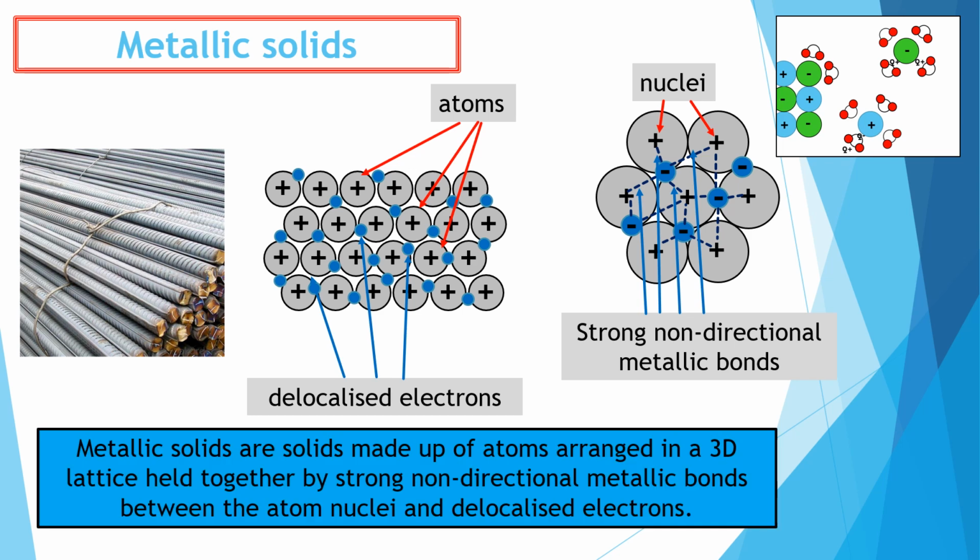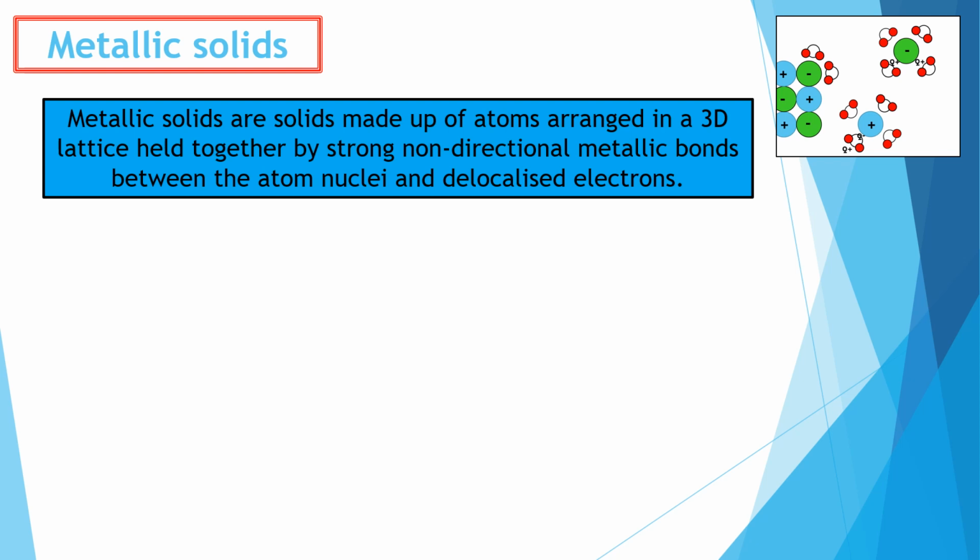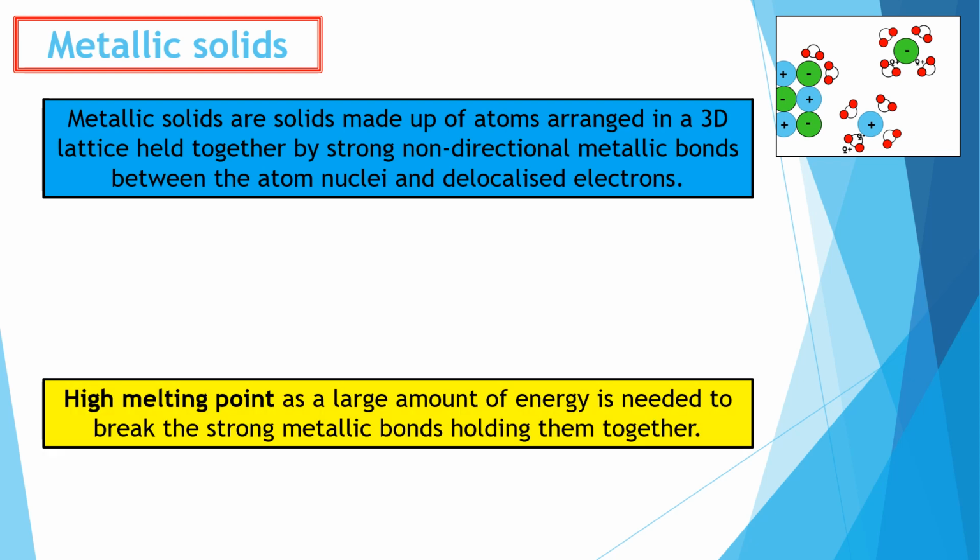So we would say metallic solids are made up of atoms arranged in a 3D lattice held together by strong non-directional metallic bonds between the nuclei of atoms and the delocalized electrons. Now, because metallic solids have these strong attractions, they have high melting points. It takes a lot of energy to break the strong metallic bonds holding these particles together, holding the atoms and the delocalized electrons.